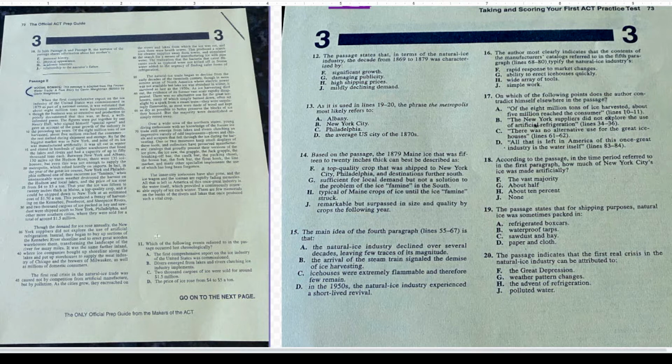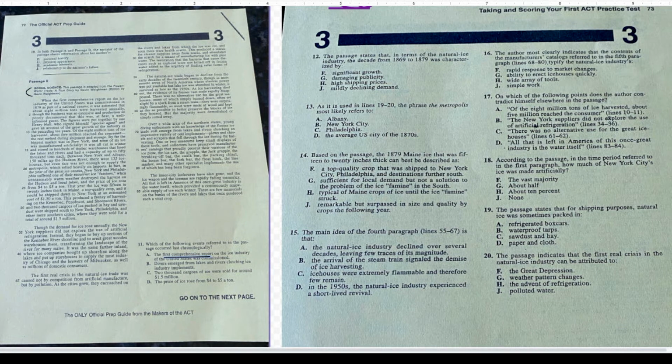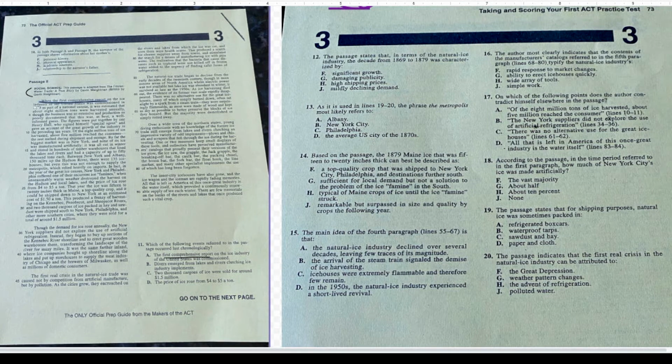So I start with the questions. Which of the following events referred to in the passage occurred last chronologically? Okay, so what I want to look for is right here, the first comprehensive report. Let's see if we can find those words, comprehensive report. When the first comprehensive report. Okay, so that gives you that right there. So that's going to be A. Okay, so that obviously is not going to happen last chronologically.